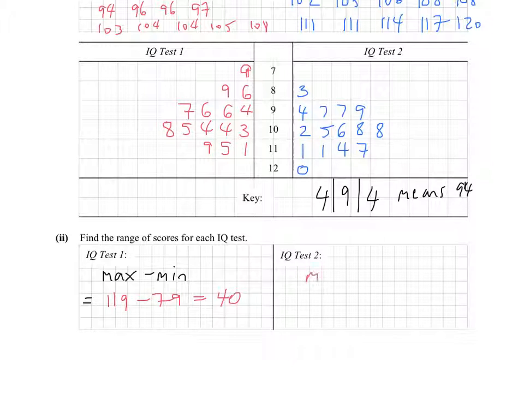The max take away the min for the second set of data is 120, take away 83, which works out as 37. So from those values, what they tell us is that since the range for the second test is smaller, but only by a small amount, we can see that test 2 is spread out to a lesser extent. Test 1 is more spread out.